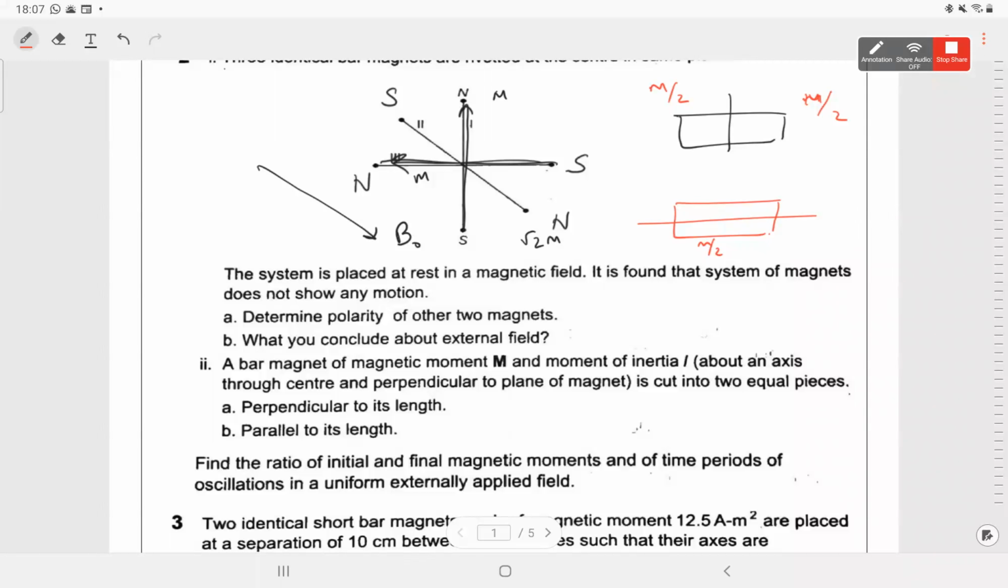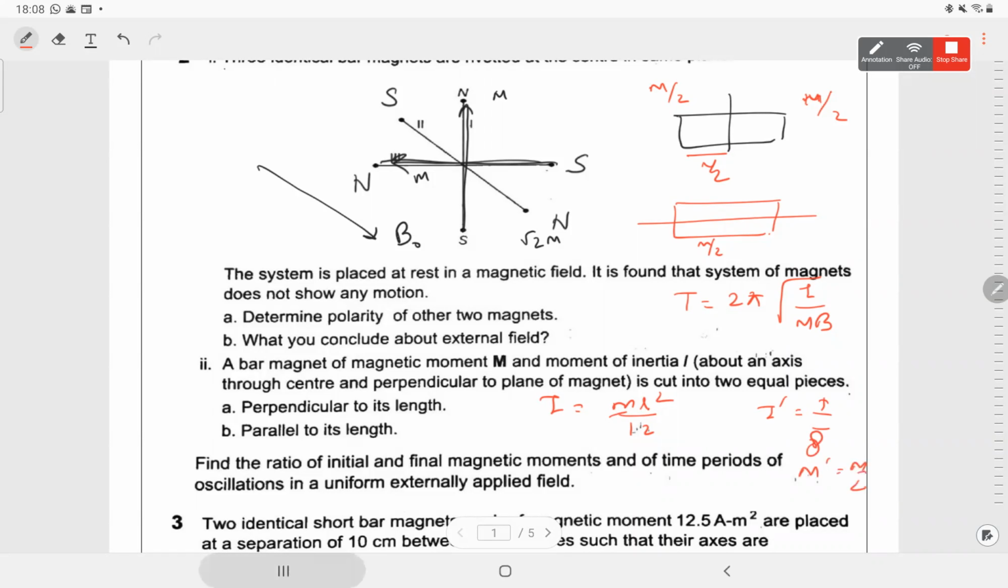What about the time period? The time period of oscillation of a magnet is 2 pi under root I upon M into B. And the formula for I is ml square by 12, considering it to be very thin like a rod. So when the magnet is cut into two pieces perpendicularly, mass will be half and length will also be half. That means moment of inertia will become 1 by 8 times and the dipole moment will become half.